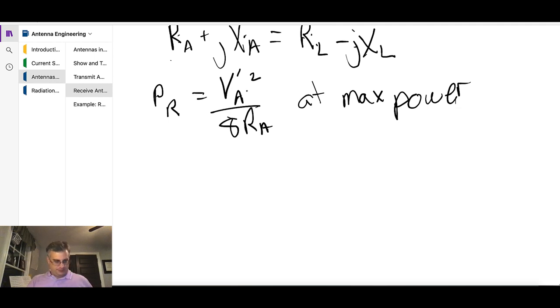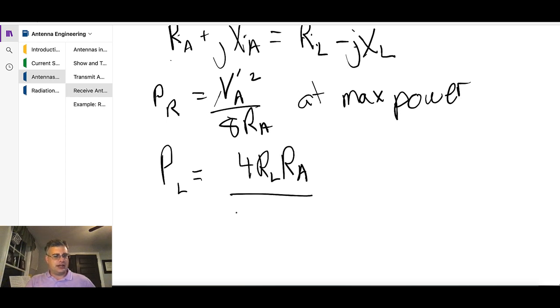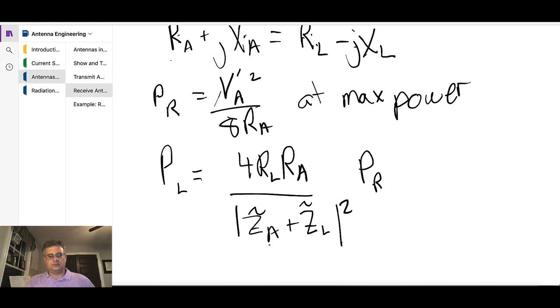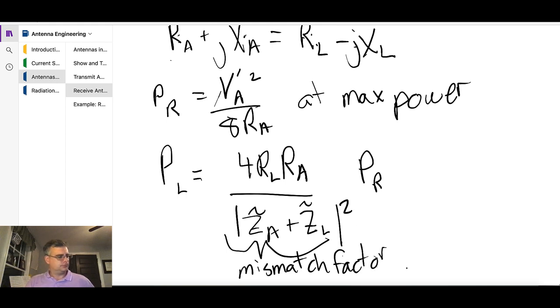If you don't have a matched condition, then what's going to happen is that your load is going to deviate by some sort of similar mismatch factor, 4 R_L R_A over the magnitude squared of Z_A plus Z_L, times P_R. We can call this a mismatch factor. Again, it's going to be between 0 and 1 inclusive. 0 is I've got perfect reflection from my load. 1, I've got perfect delivery to my load, the complex conjugate, maximum power transfer. And all the realistic cases are somewhere in between 0 and 1.